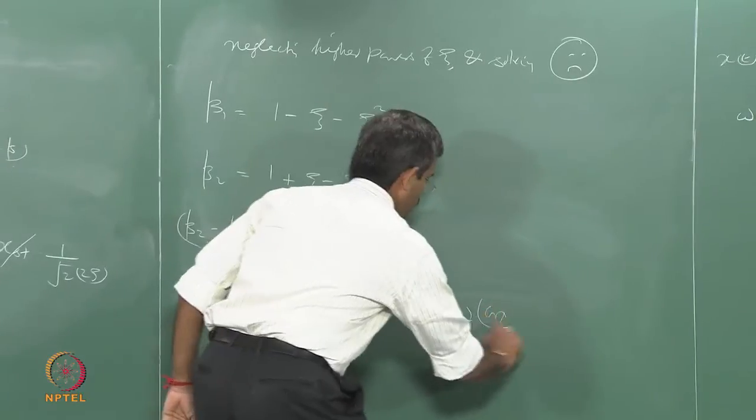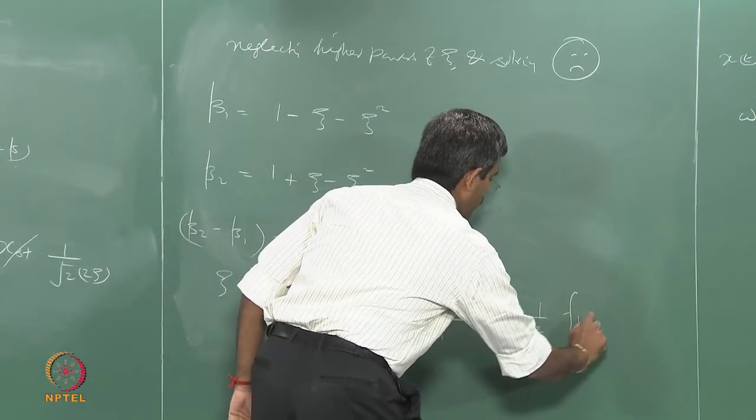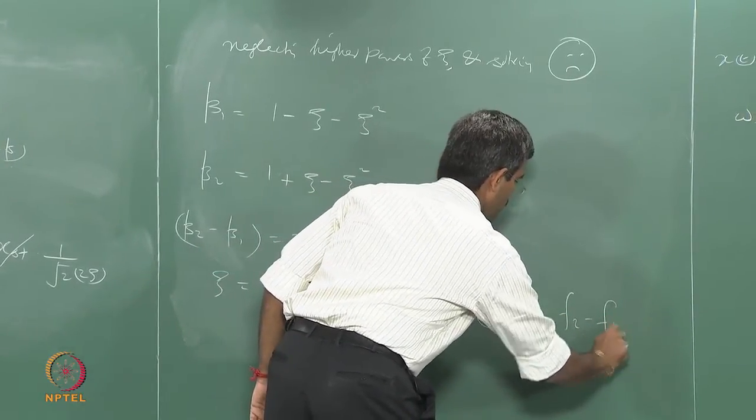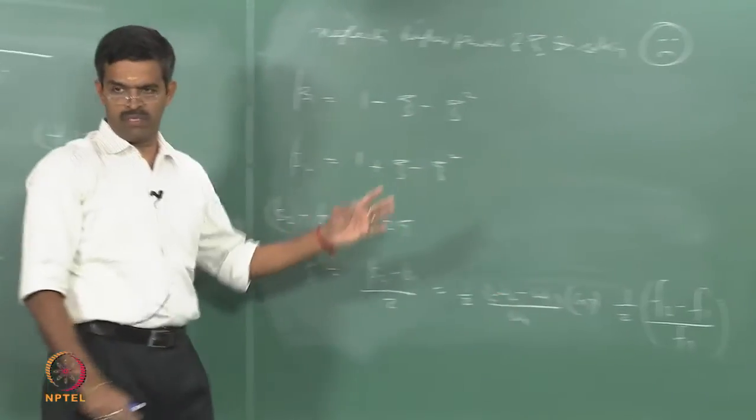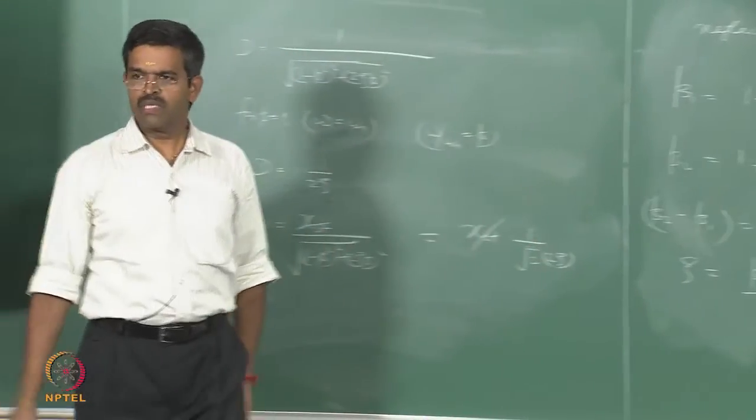I can also write, instead of omega, half of (f2 minus f1) by fn, because I have used f in the previous figure. I can write like this, one and the same.